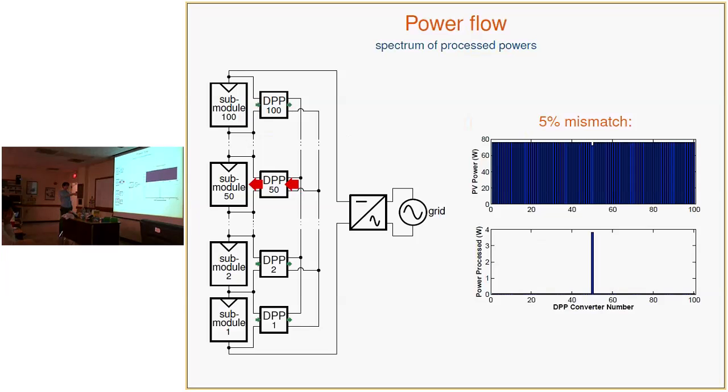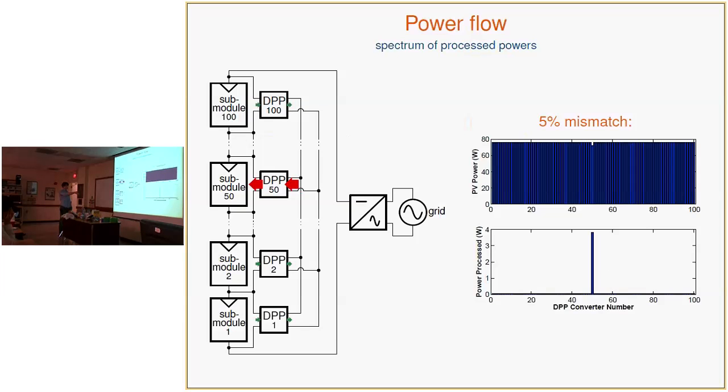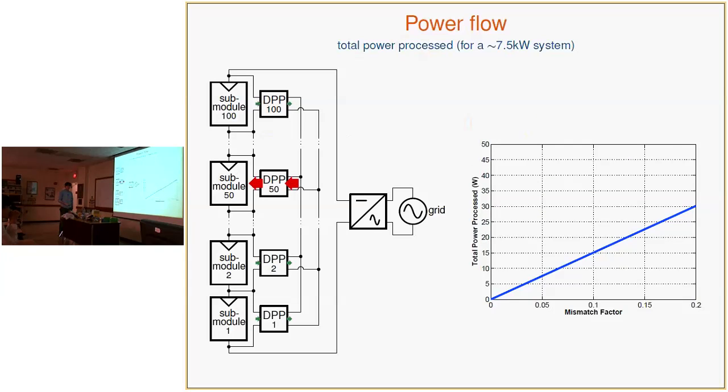And this is for a 5% mismatch case. So the aggregate amount of power that's processed is pretty small for this topology, and that is something that I will take advantage of when I start talking about maximum power point tracking. So for this case, when you have, say, 10% mismatch for one panel, you end up processing about 15 watts. And that's 15 watts compared to, say, this is a 100 submodule system. That's about a 7.5 kilowatt system.